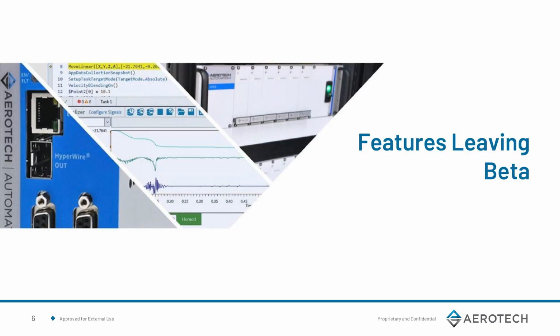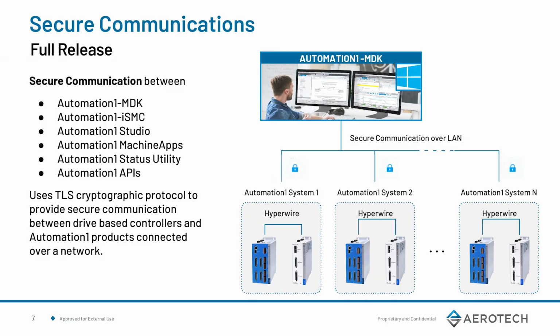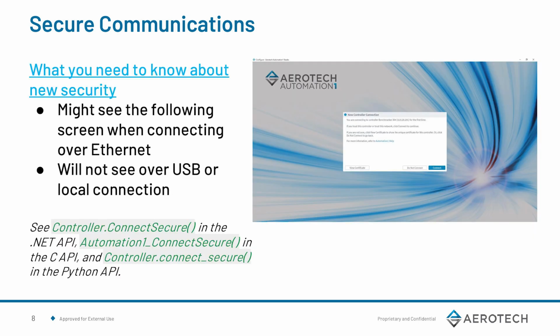Now, to go over the features exiting beta. Secure communications is now fully released for users. Automation1 functions on a client-server architecture, and secure communications use TLS protocol to encrypt the communication between the Studio, the ISMC, MachineApps, status utility, and the APIs. This makes access control on our drive-based controllers possible.